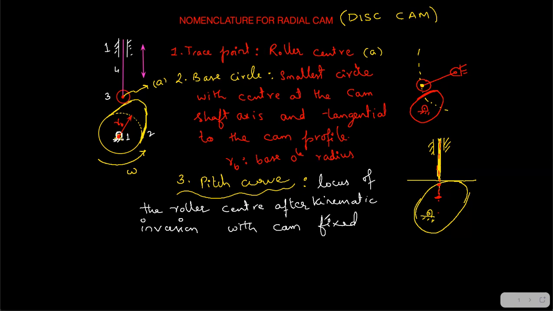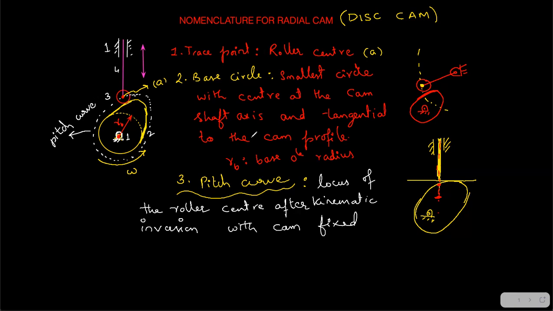By fixing the cam you get a new kinematic inversion, and you have the locus of the roller center. It means the locus of the trace point. How will you have it? Just see, it will be parallel to the cam profile. This is rotating clockwise, right? Yes, imagine it rotating clockwise. So this is your pitch curve. What is your pitch curve? This is your pitch curve.